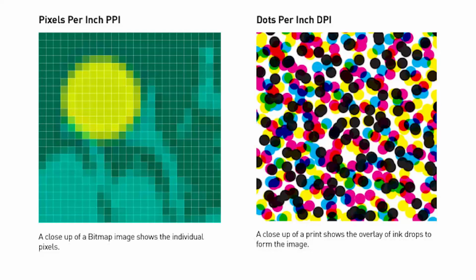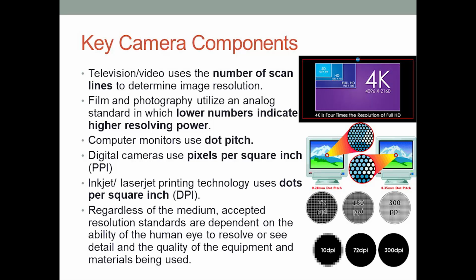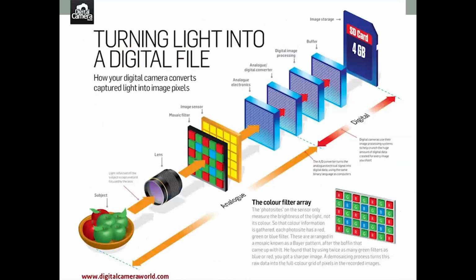Digital cameras use pixels per square inch or PPI. Inkjet or laserjet printer technology uses dots per square inch or DPI. Regardless of the medium, accepted resolution standards are dependent on the ability of the human eye to resolve or see detail and the quality of the equipment and materials being used. This is an image that describes the color filter array.